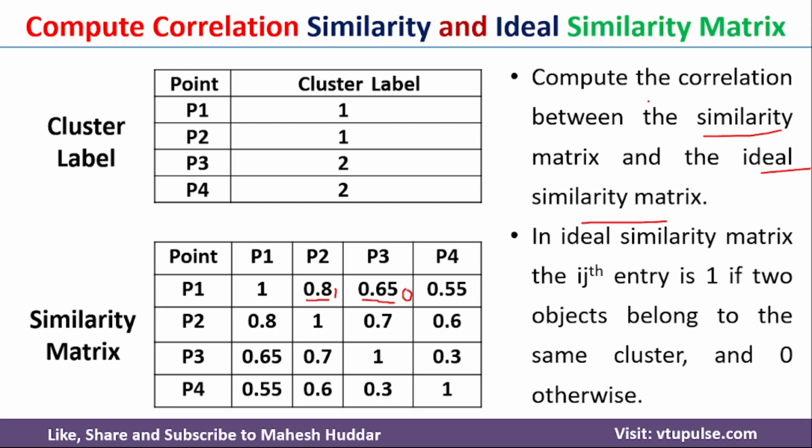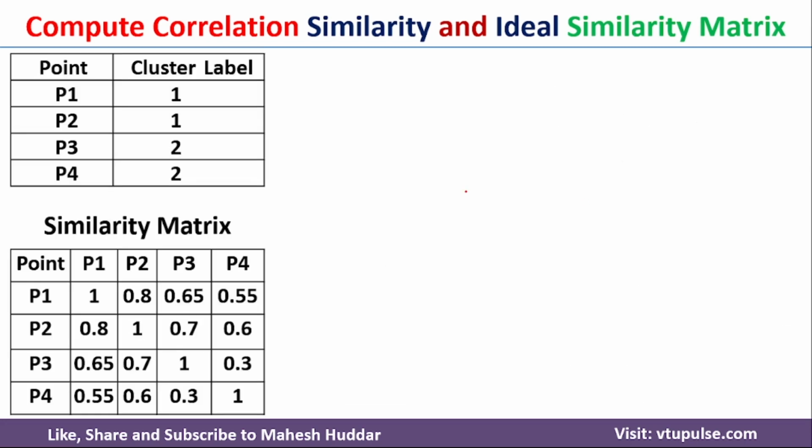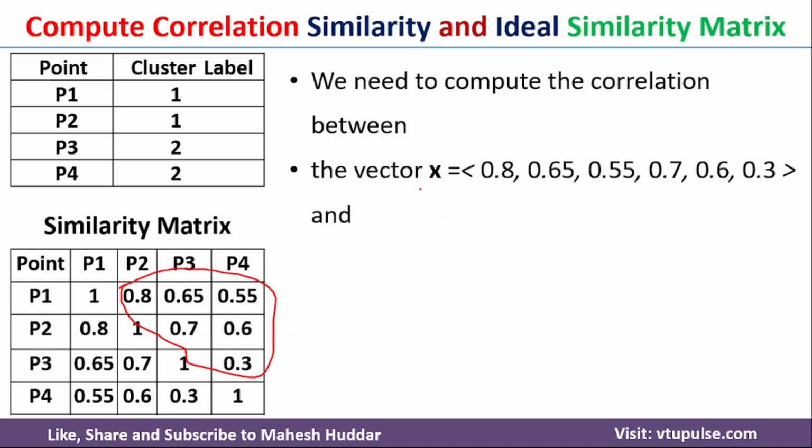Now we need to find the correlation between the similarity matrix and the ideal similarity matrix. So first we will write the vector for the similarity matrix. While writing a vector for the similarity matrix, we will consider only off diagonal values. That is, these are the only values we will consider in this case. The same values are repeated in this part of the matrix, so we consider only these. There are 6 values, so we can say that the vector x contains 0.8, 0.65, 0.55, 0.7, 0.6 and 0.3 over here.